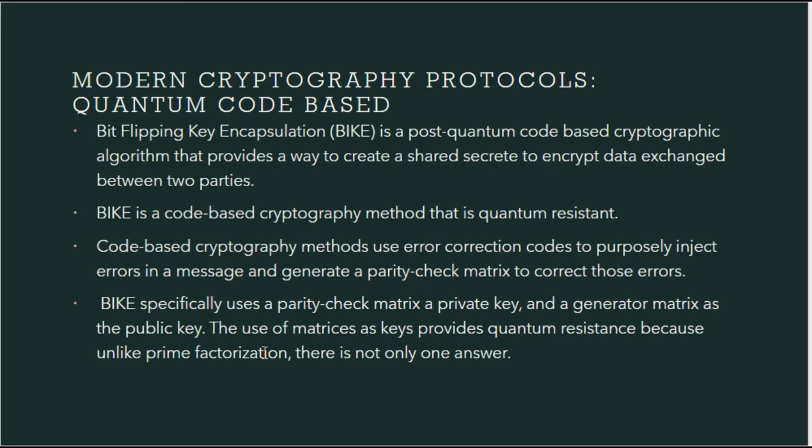The reason this is quantum resistant is because there are bad and good matrices. Good matrices will give you the original message in a feasible amount of time, while bad matrices may take a century or longer, or decades, or it's unknown how long it will take to encrypt or decrypt the message.